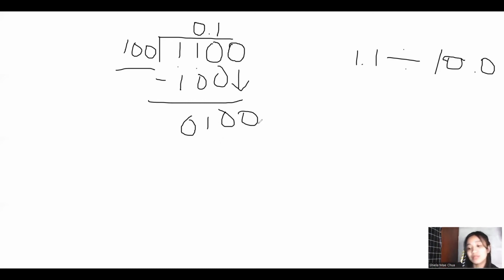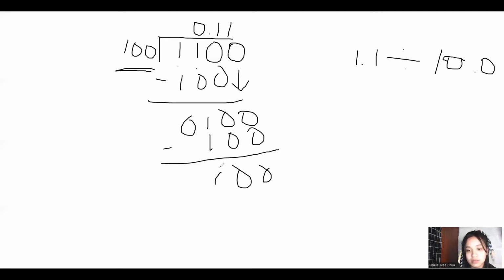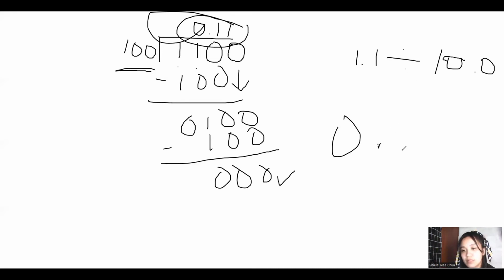So is 100 greater than or equal to 100? Yes. So we will put 1 here, and 1 times 100 is 100. Then perform this binary subtraction. 0 minus 0 is 0. 0 minus 0 is 0. 1 minus 1 is 0. Now our quotient is 0, binary point, then 11.